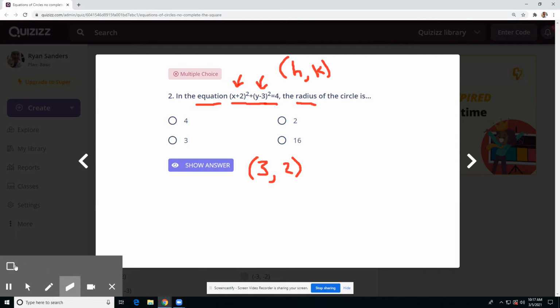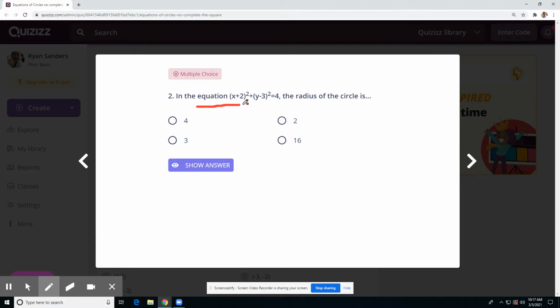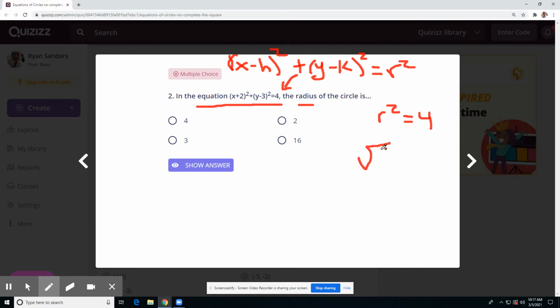Next one. In the equation (x + 2)² + (y - 3)² = 4, the radius of the circle is... So remember, in this spot, let's just write it out: (x - h)² + (y - k)² = r². So this is our r squared. r² is equal to 4. Square root both sides. Don't forget your plus and minus, I hope, as you're doing it. And we'd look at only the positive one since it's a radius. Answer is 2, radius.